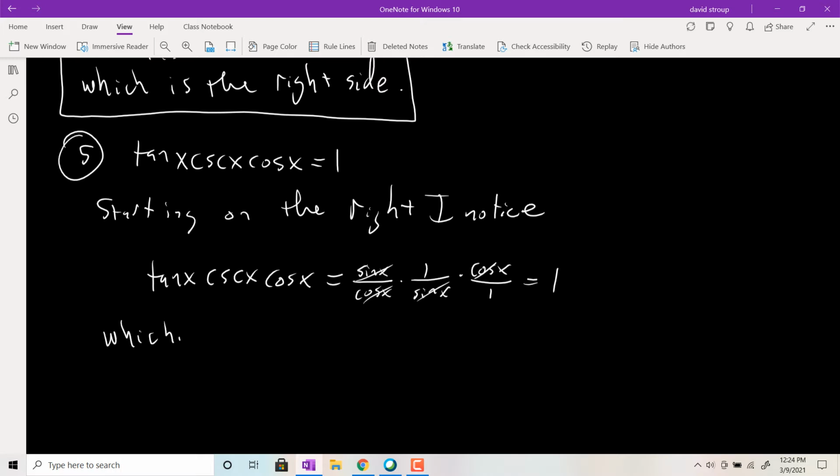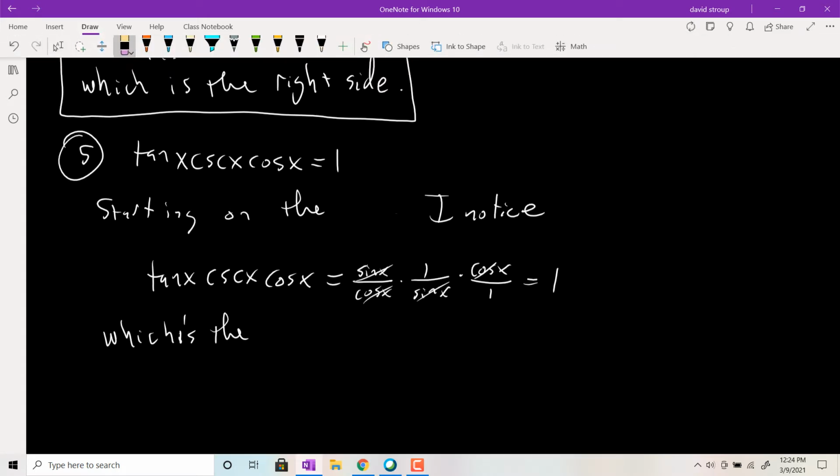Well, I started on the wrong side. I don't know my left from my right, apparently, guys. I apologize. Starting on the left, I notice all this junk, and I ended up on the right side, which is what I wanted to show.